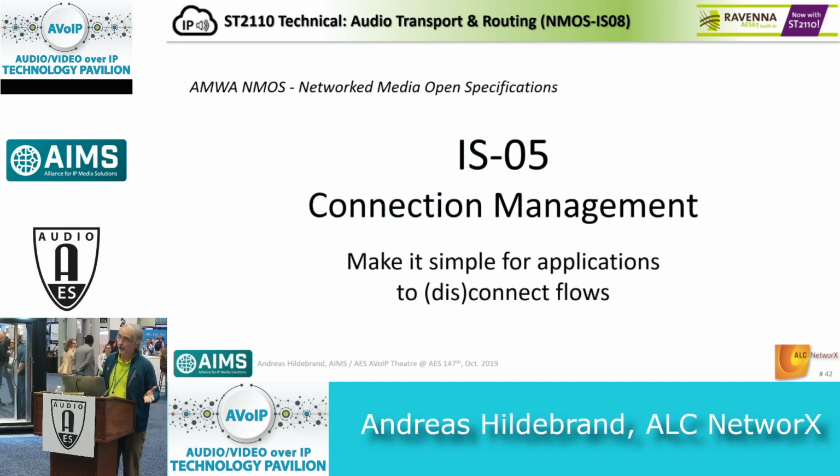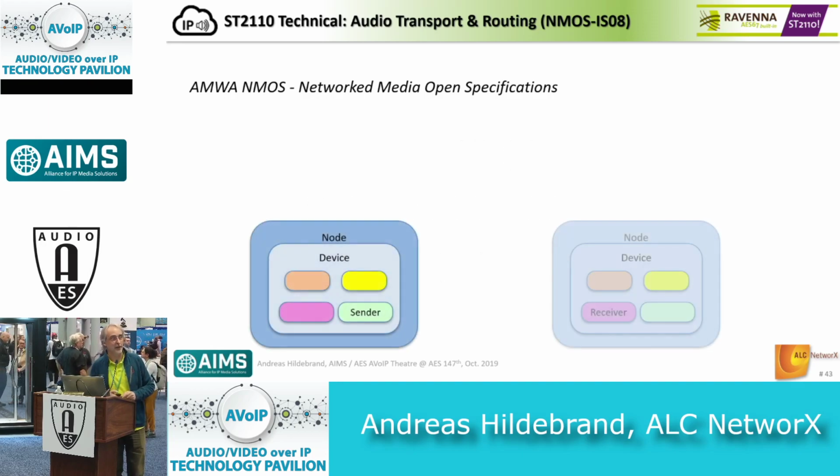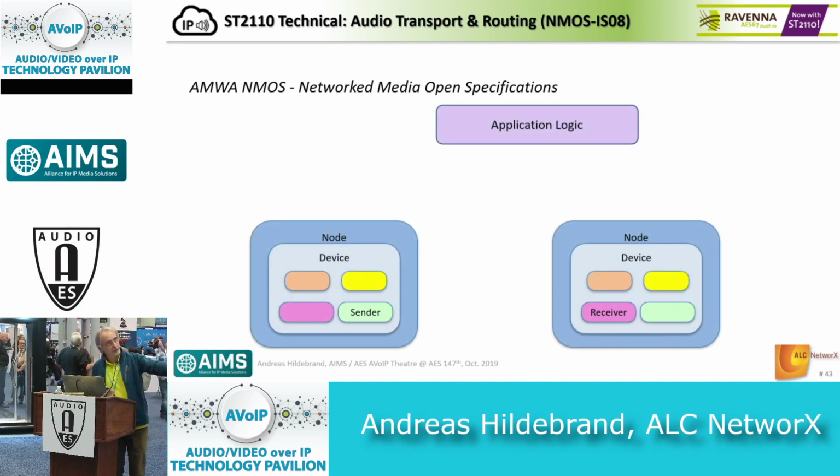So now we know what's on the network, right? How do we establish connections? IS-05 is kicking in. IS-05 is about making it simple for applications to connect or disconnect flows. So it's a connection management interface specification.